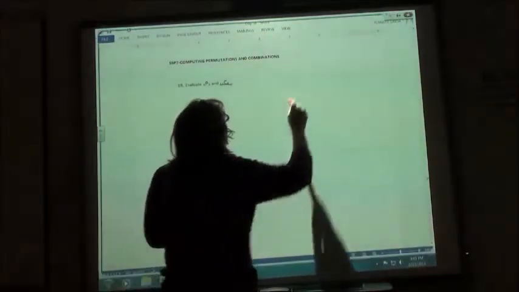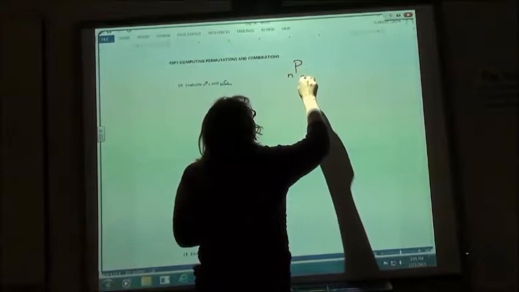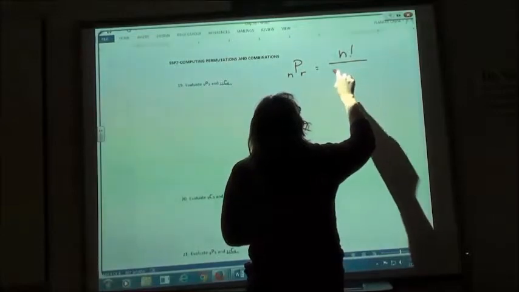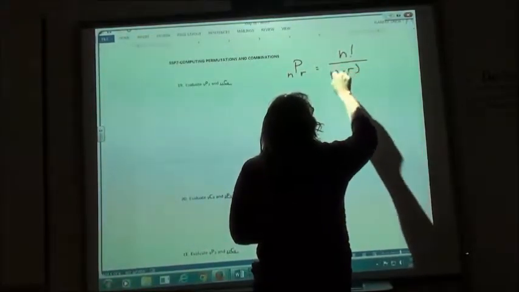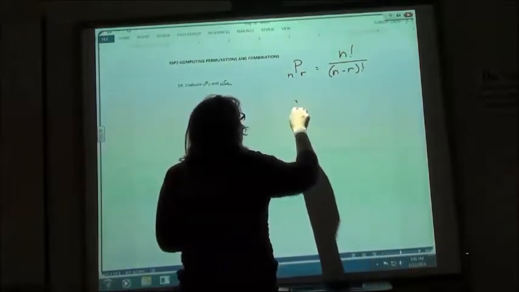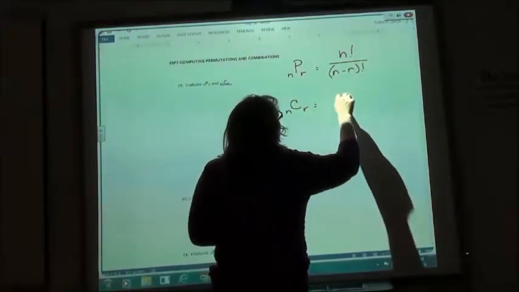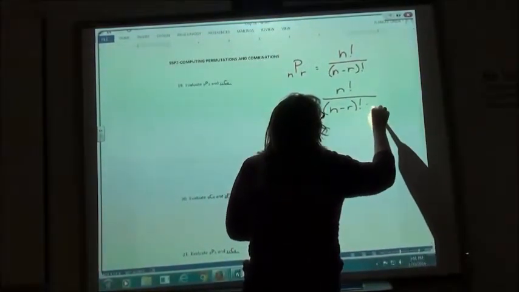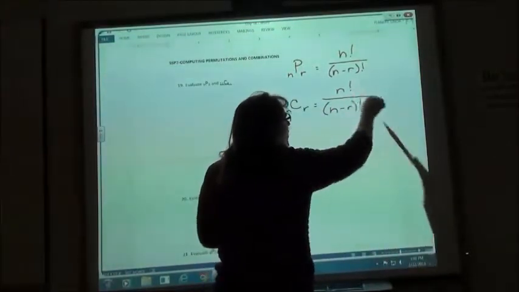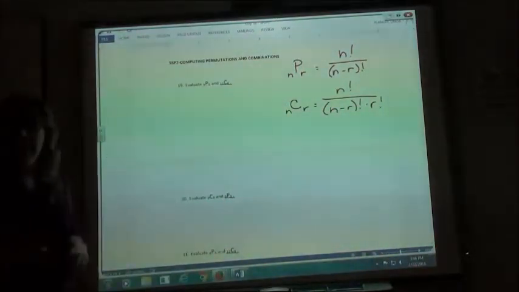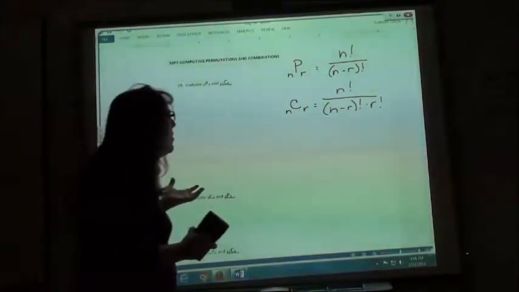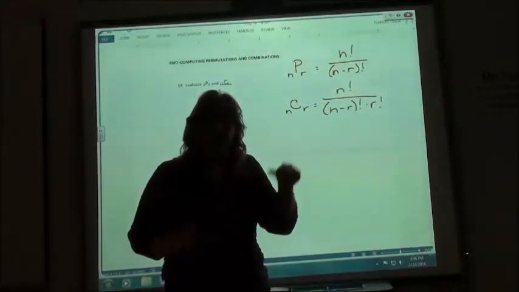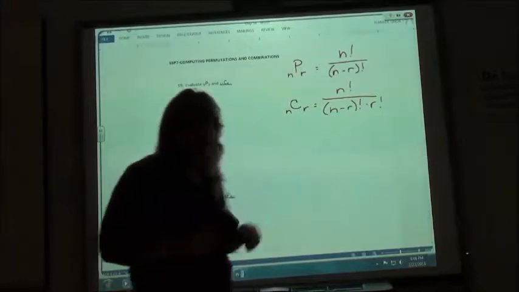When I do a permutation of n things taken r at a time, you take n factorial over n minus r factorial. For a combination of n r, we take n factorial divided by n minus r factorial times r factorial. So we get rid of all the extra ones where they're the exact same group of things. Now factorial means you take that number, like 9, times every number below it. So 9, 8, 7, 6, 5, 4, 3, 2, 1, till you get down to 1.